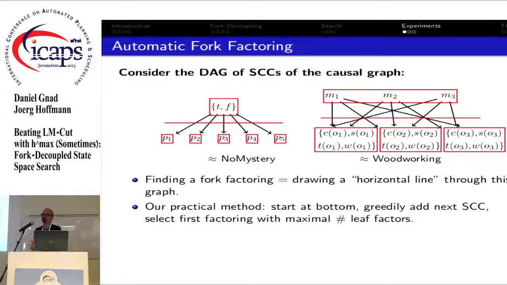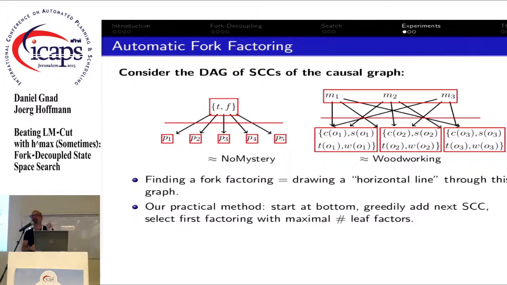Back to the experiments. I first have to explain the factoring method. It's very simple. You take the graph of strongly connected components of the causal graph and make a horizontal line in the middle. Like here, this would be truck and fuel, and then each package is a leaf. Or here, in the center you could have machines, and around this, objects being processed by the machines. Essentially, in any situation where you have a set of agents that share common resources, you put the resources into the center and you get this kind of topology.